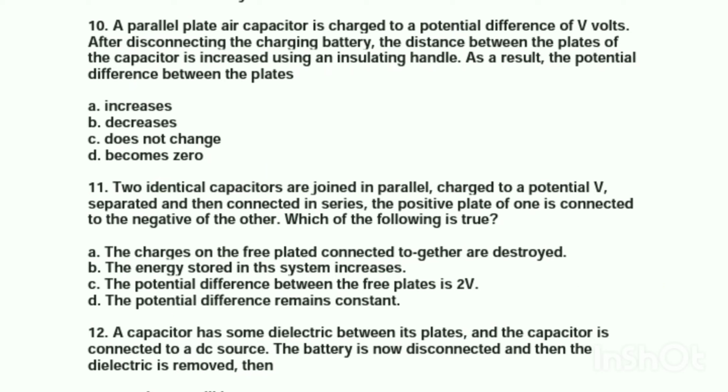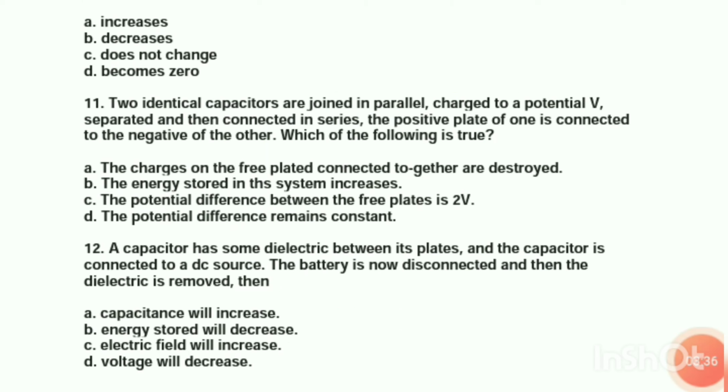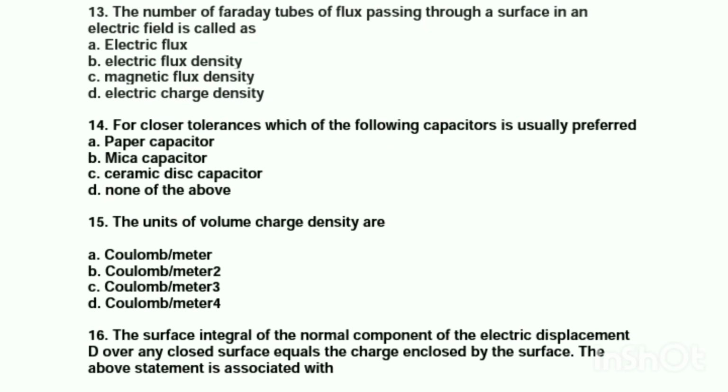Next, a capacitor has some dielectric between its plates and the capacitor is connected to the DC source. The battery is now disconnected. Then the dielectric is removed. Then the electric field increases, C. Next, the number of Faraday tubes of flux passing through a surface in an electric field is called electric flux. Next, for close tolerance, which of the following capacitors is usually preferred?